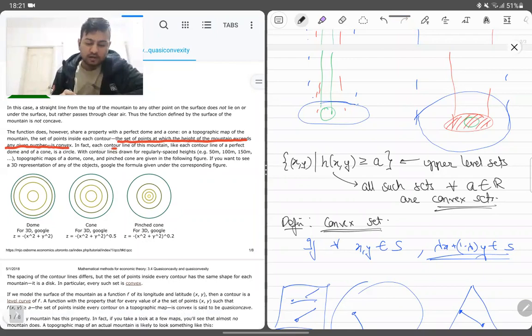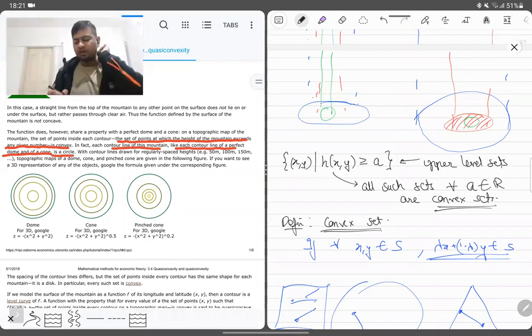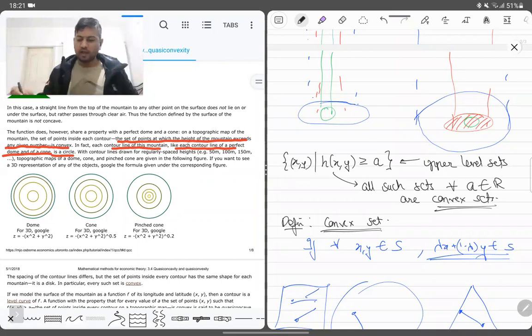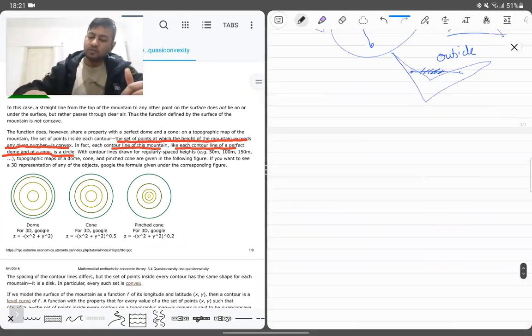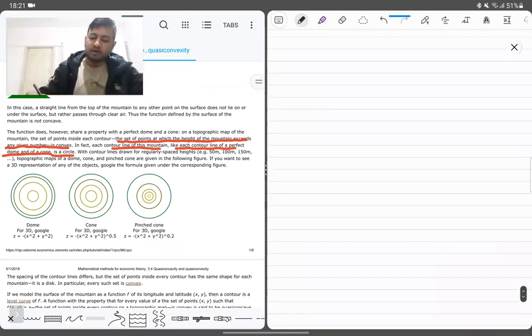In fact, each contour line of this mountain, like each contour line of a perfect dome or a cone, is a circle. But it is not compulsory to be a circle. You can even have them as triangles or squares, as long as each upper level set is convex. This particular structure will be considered as quasi-concave. Okay, so let's come back to the definition of Cobb-Douglas utility function and see why that is quasi-concave.